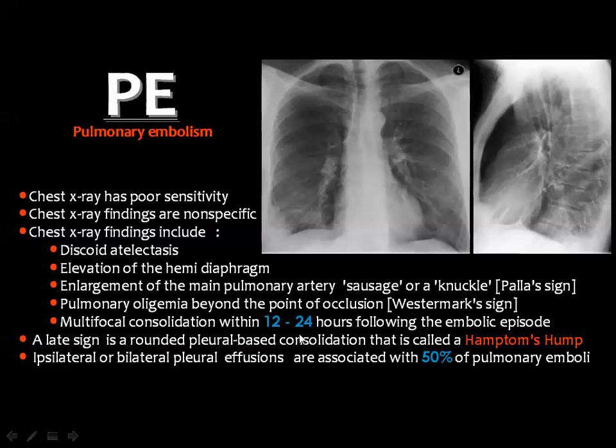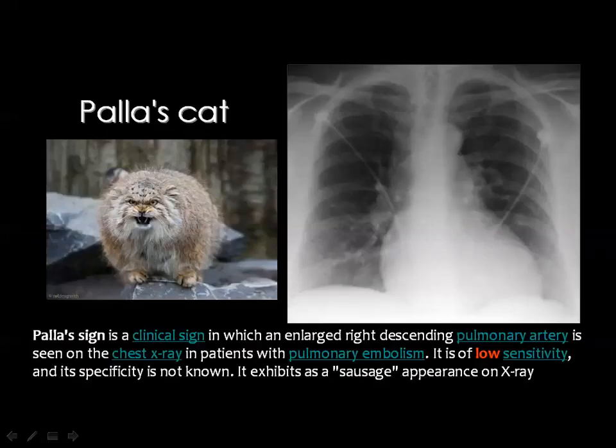Multifocal consolidation within 24 hours following the embolic episode may be seen in the lung parenchyma, and also you get a pleural-based opacity called the Hampton hump may also be noted. Pleural effusions are also seen in patients with pulmonary embolism in about 50% of the cases.